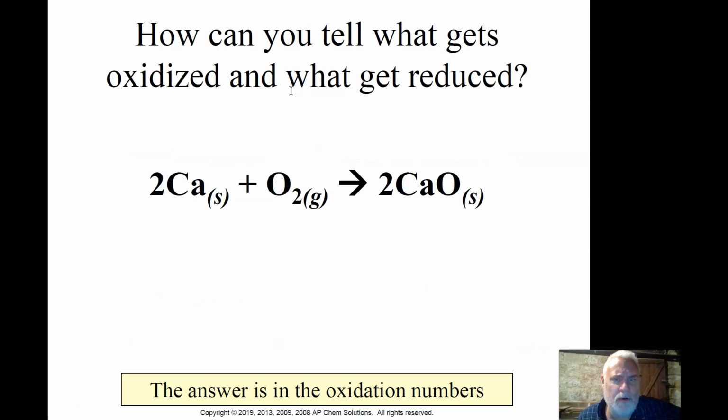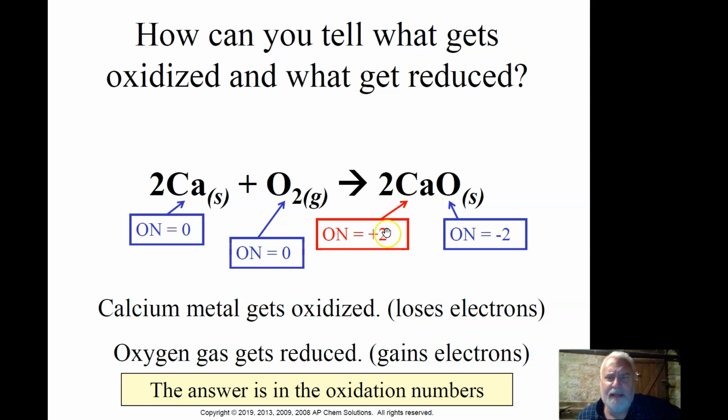So now we can go back to this equation that we initially said, and we can ask, how do I know which one's LEO and which one's GER? Well, you have to assign the oxidation numbers. And on this one, they write this ON.